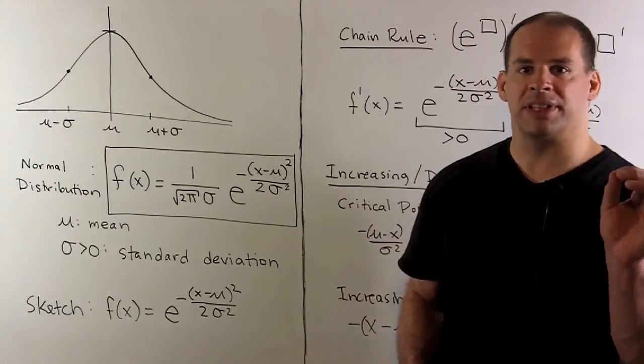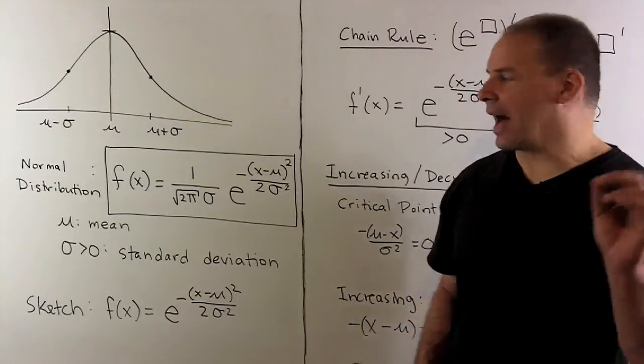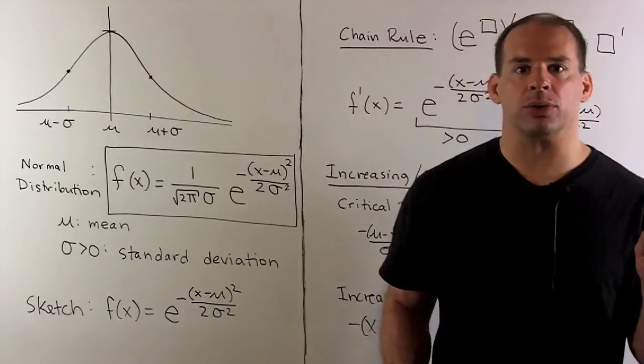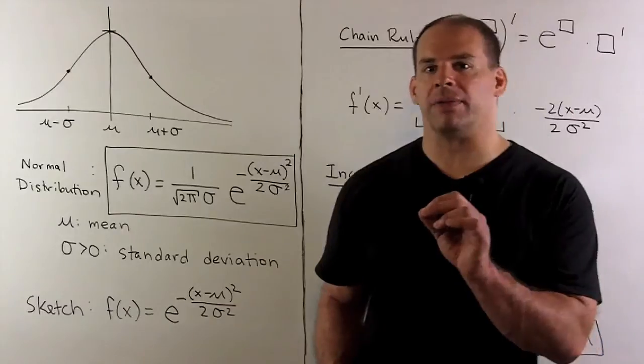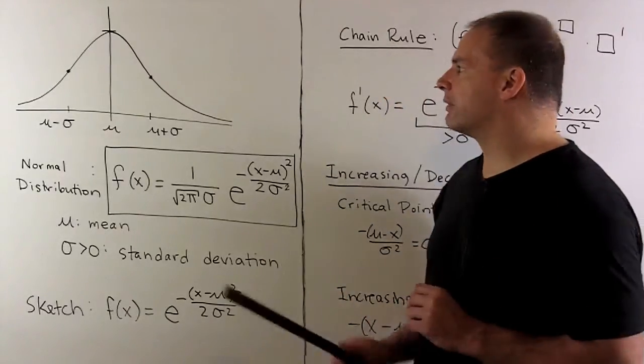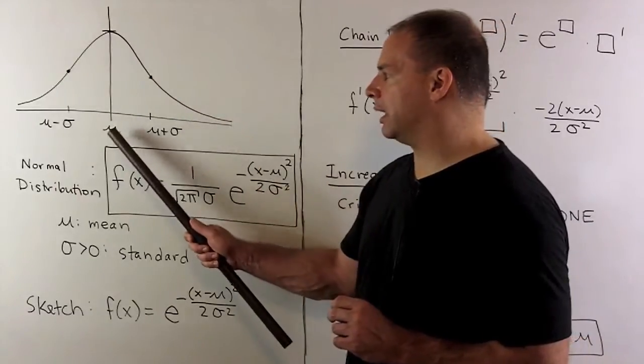For sigma, the standard deviation, that'll be positive. This is going to measure the spread of the x values. There is a precise meaning for that in probability theory, but here, it's just going to be the distance from our inflection points to the mean.